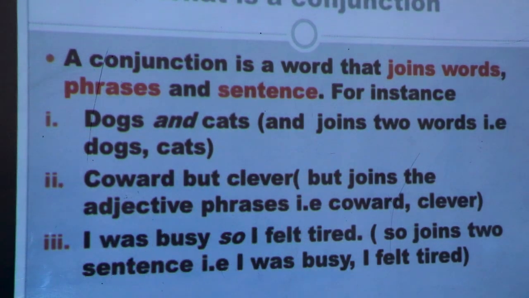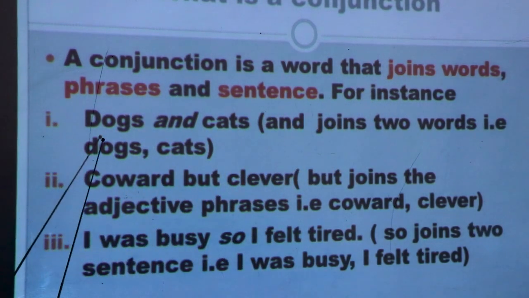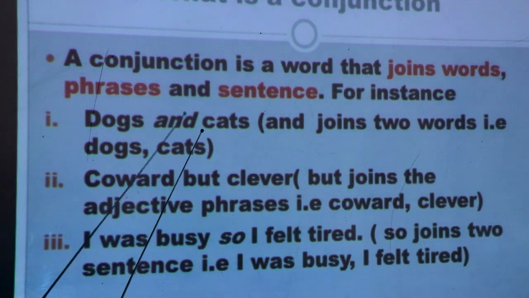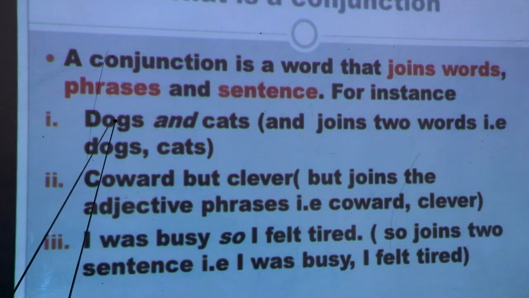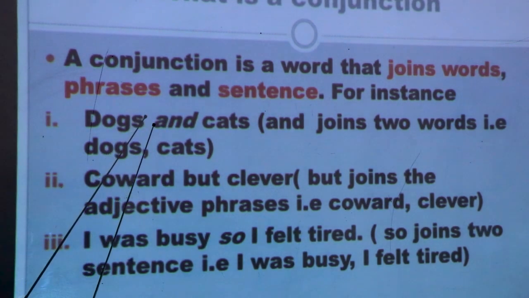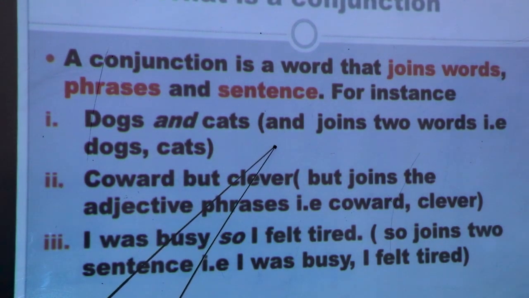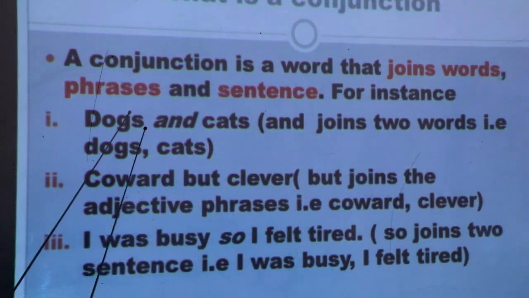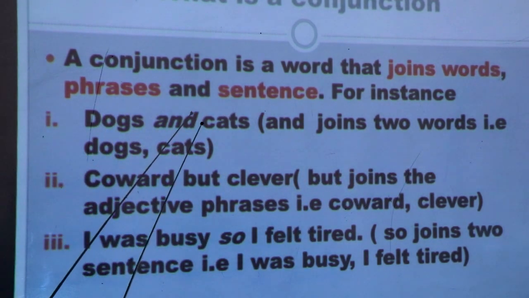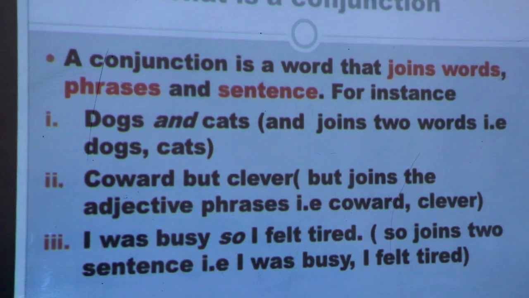For instance, I'm going to give you some examples to show you how it joins the words. The first one, we have a word like dogs, and then this is the conjunction we are using, and, cats. The conjunction is used to join two words. In bracket, I said, and joins two words. This is dogs and cats. We use conjunction to join words. The first point I have already given you. Let's check the second point.